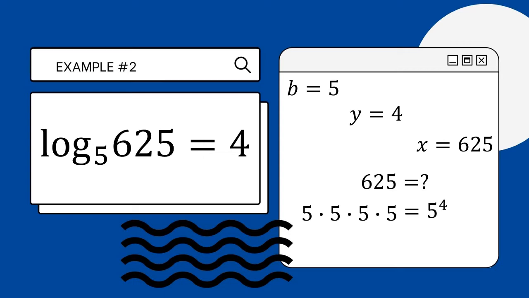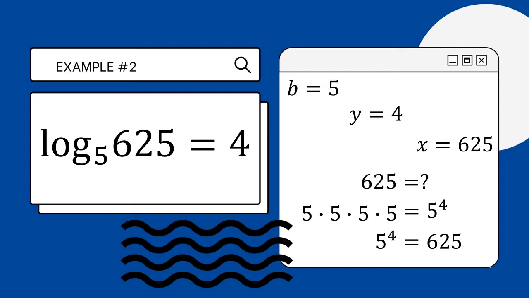To simplify that, we're having 5 raised to 4 is equal to 625. To recheck that one, let's solve 5 raised to 4. 5 times 5 is 25, times 5 is 125, times 5 is equal to 625, and 625 is also equal to 625.